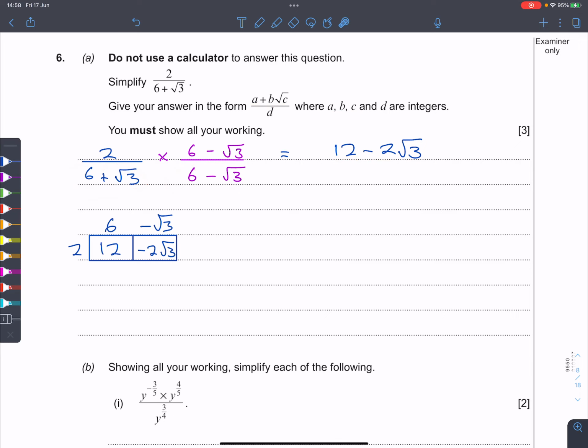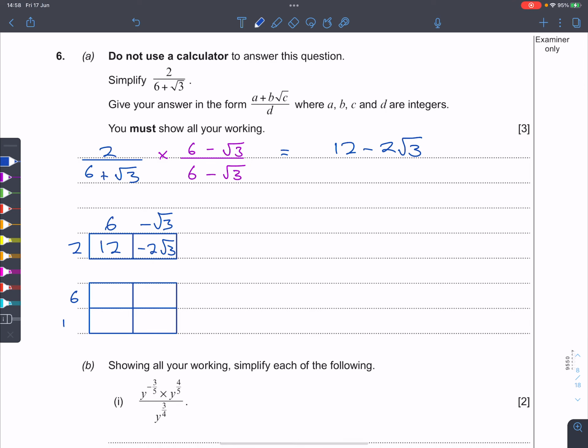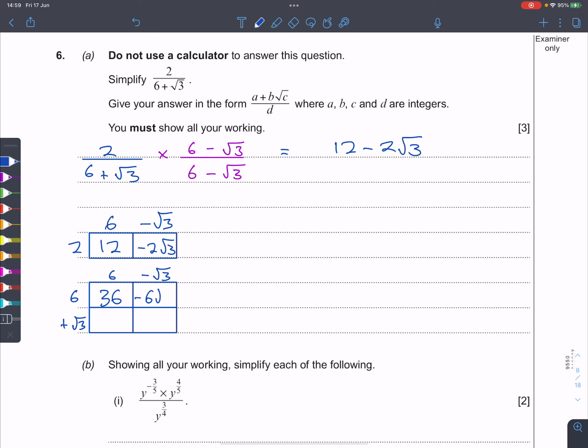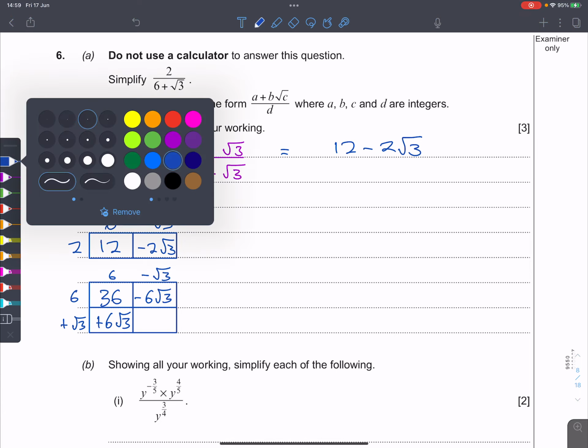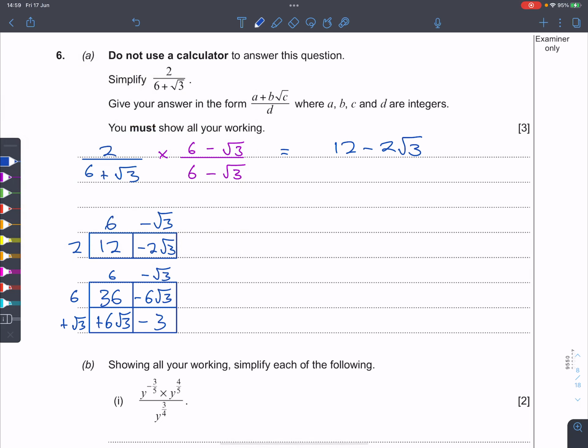Now the bottom is a 2 by 2 grid. We are going to put the left-hand side being 6 plus root 3, and the top being 6 minus root 3. And then we're going to start multiplying to work out the value. So this one comes from 6 times 6, which is 36. The next one is 6 times negative root 3, so negative 6 root 3. Then for this one, it's 6 times positive root 3, so plus 6 root 3, and then root 3 multiplied by negative root 3 is going to give me an overall negative 3.